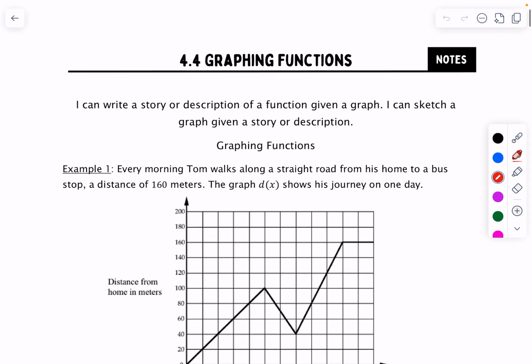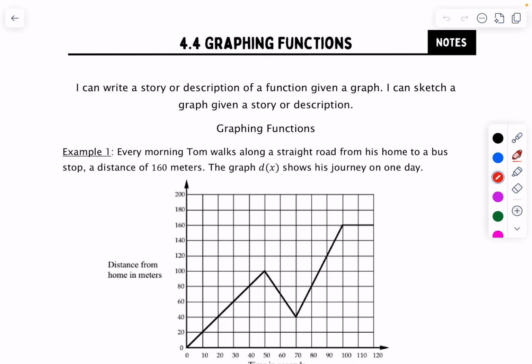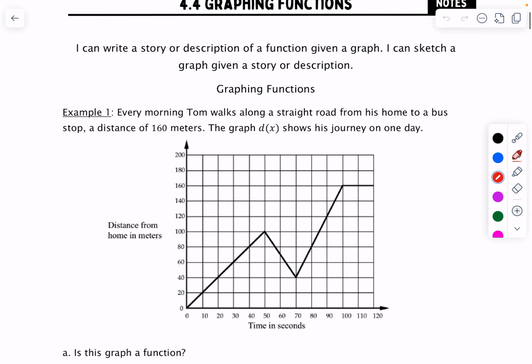So we're going to start off with a story about someone walking along a road. After you hear this story and see this graph, you should be able to write your own story or description of a function given a graph, and you should be able to sketch a graph given a story or description. So here's our graph that I'm giving you.